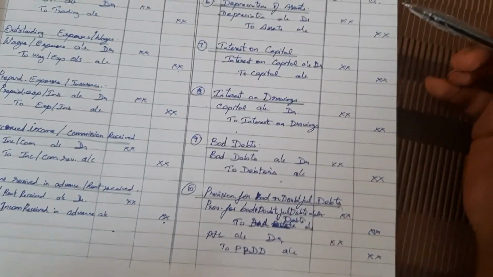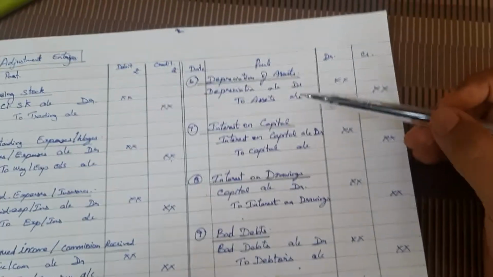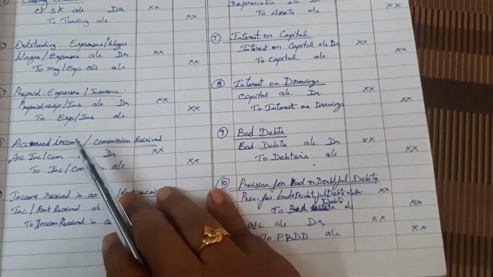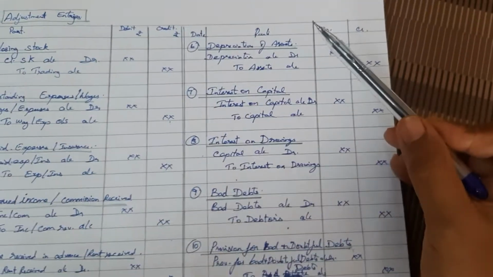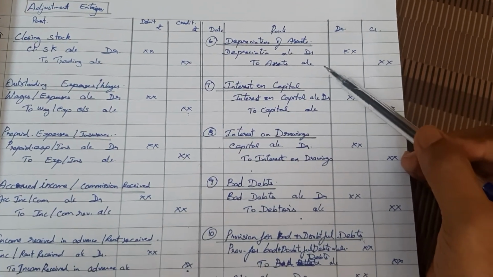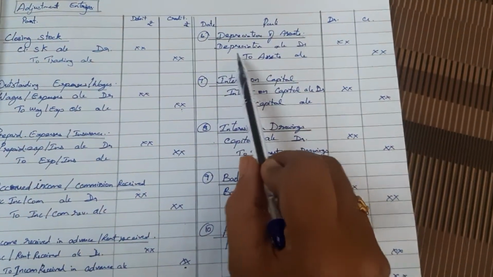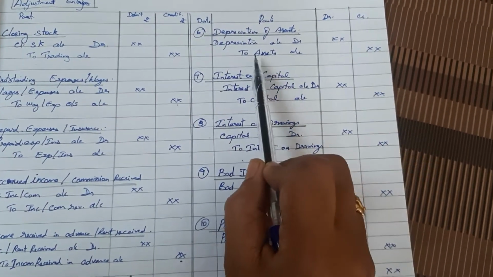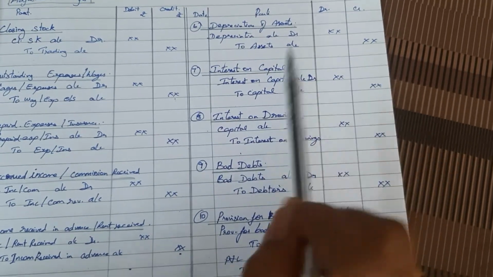Then moving on to the next thing, that is depreciation. Depreciation, what we will do, we have to subtract it from the respective asset in the balance sheet, and you will take it to the P&L account, charged against the profit. Okay, so you will write the entry as depreciation account debit to respective asset account.